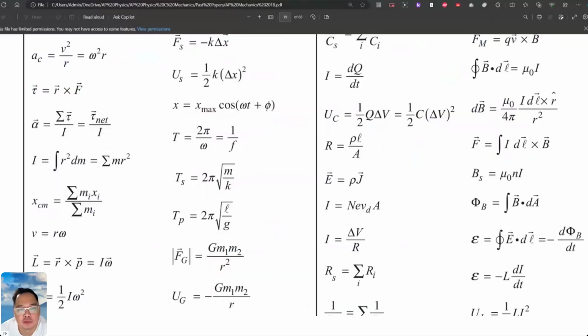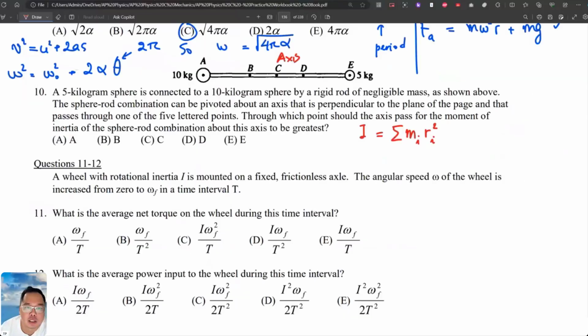Check that formula, mr squared. So when the axis passes through E, it will be the greatest. The answer is E, because the distance from A to E is greater for the 10 kilogram mass than for the 5 kilogram mass. With the axis of rotation chosen to be E, the distance will be maximum for the 10 kilogram mass.